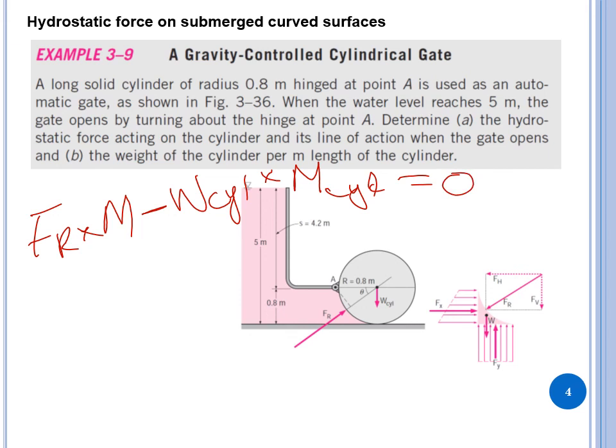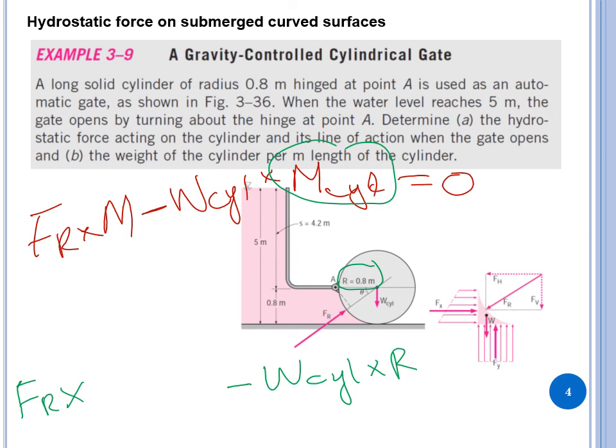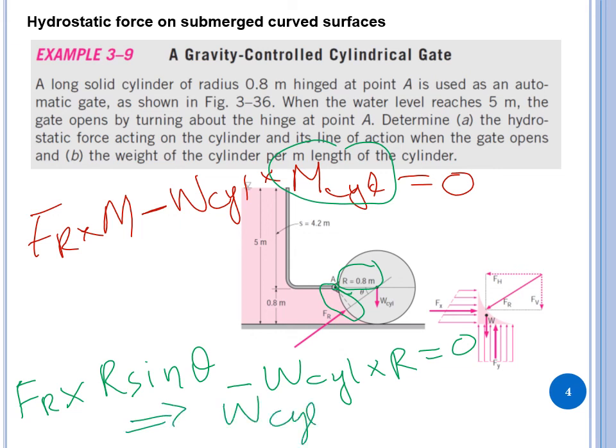Now for the moment arm of weight, it is simply R. So it is going to be W cylinder times R minus Fr times moment arm of the Fr, which is going to be this component here, which is basically R sine theta, and all this is equal to 0. So when you just solve it, you find out weight of the cylinder is basically equal to Fr times R sine theta. So you know R, you have found theta already, you have calculated Fr, and then in this way you can find out weight of the cylinder.